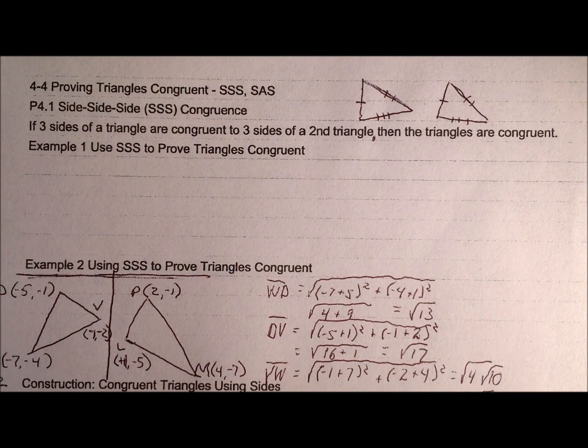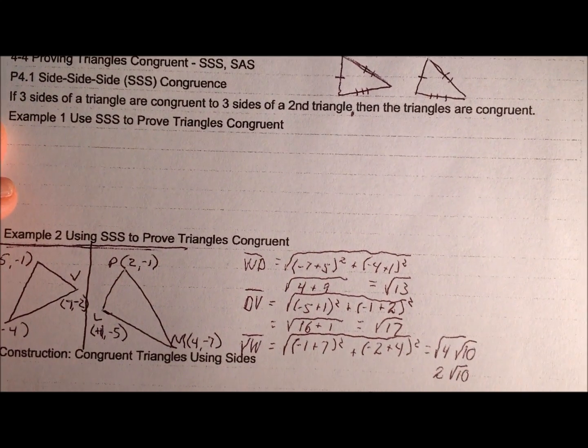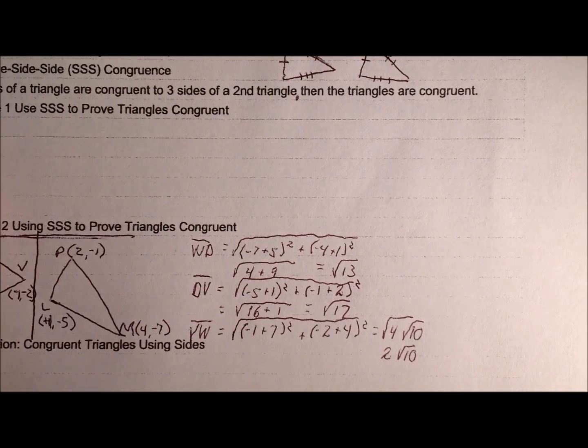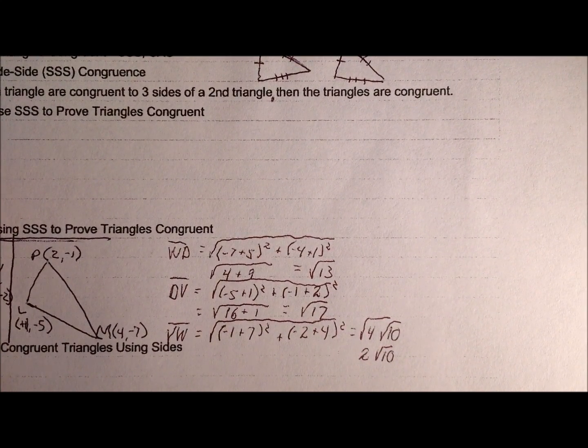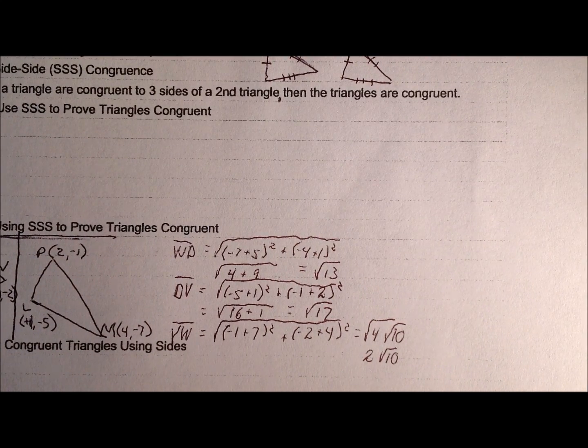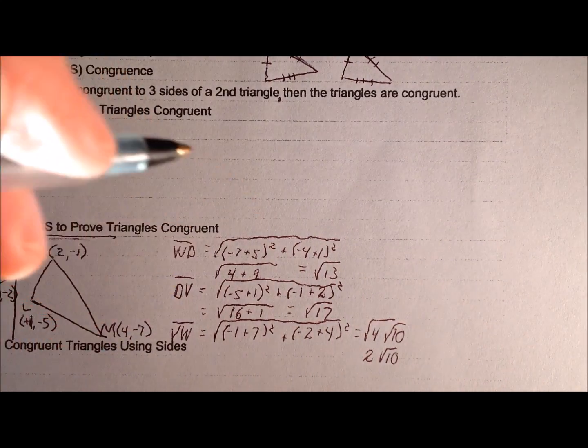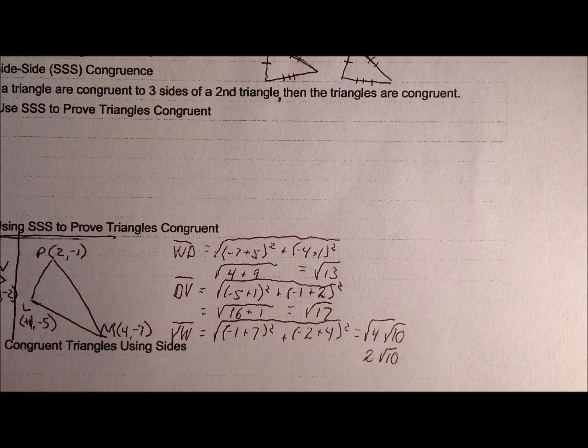Now I need to scooch this up a little bit, and I'm going to scooch it over also, so we have room here. We need to find the lengths of the segments of our second triangle, I mean. And we'll start with ML. I'm assuming that is the side that's going to be congruent with our segment WD. ML, WD.